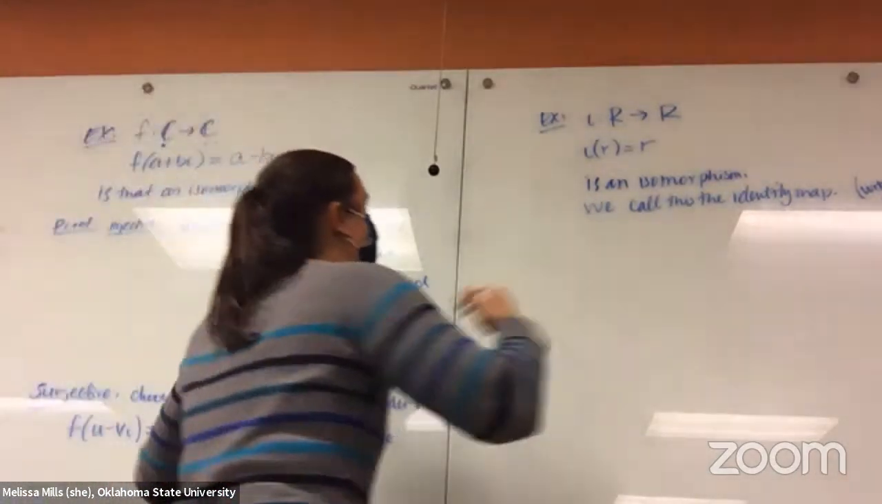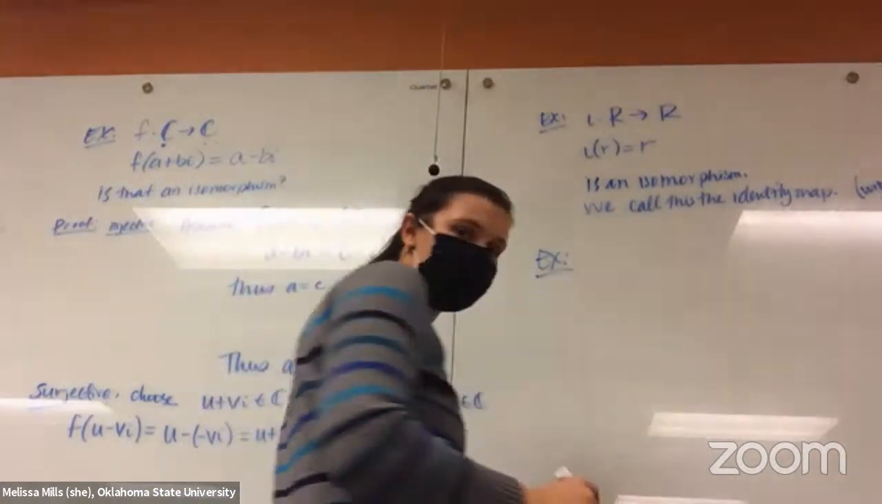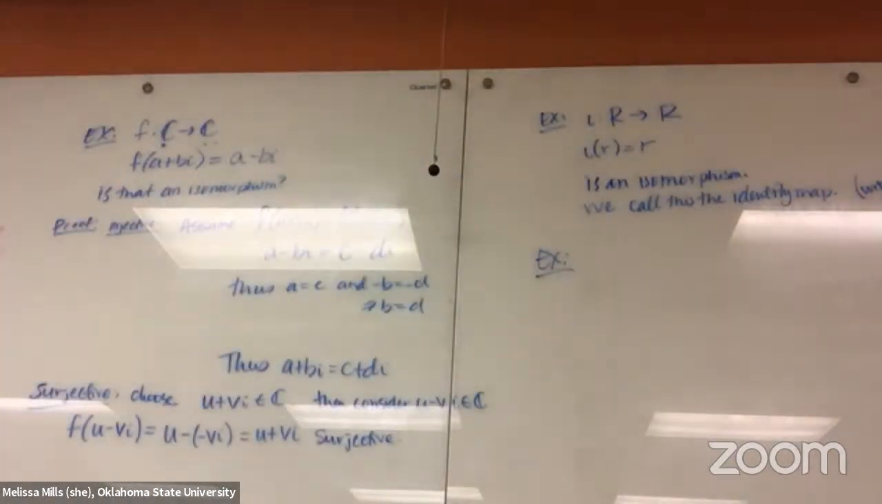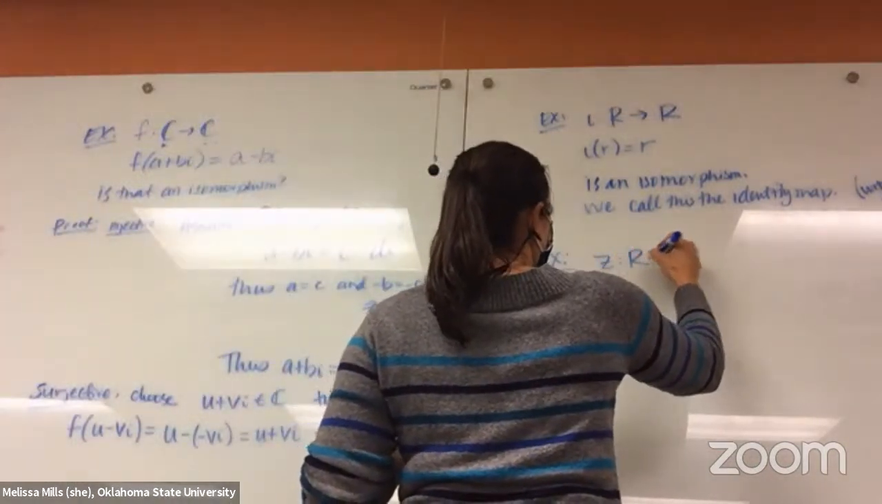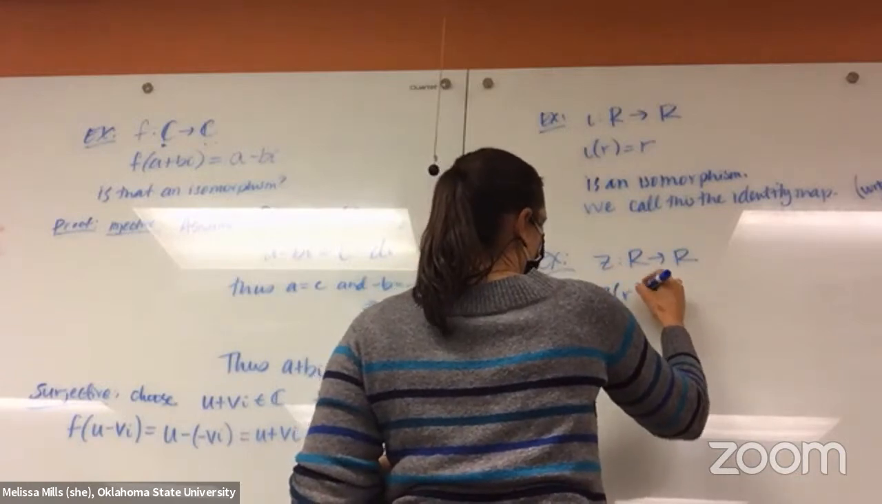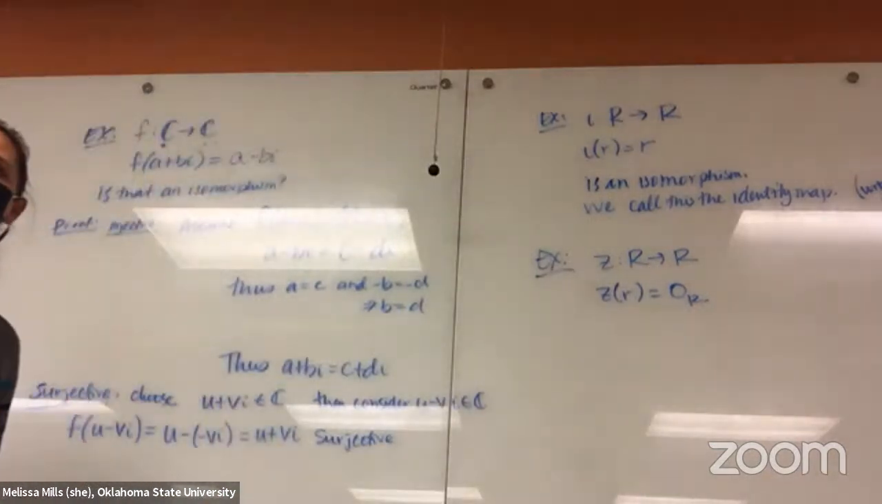One more map. This is a boring one. Do we have a name? Well, does the book have notation for this mapping? Okay, they're using Z. So if we do Z from R to R, given by Z of r equals 0_R. What kind of map do you think this is? We call this the zero map. Everything maps to 0.